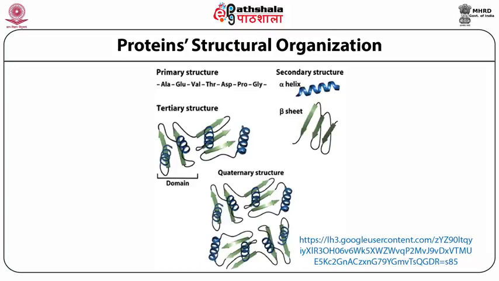As the polypeptide chain folds, it forms certain localized arrangements of adjacent amino acids that constitute secondary structure. The overall 3D shape of a polypeptide is known as the tertiary structure of a protein, and likewise, proteins that contain 2 or more polypeptide subunits are said to have quaternary structure.